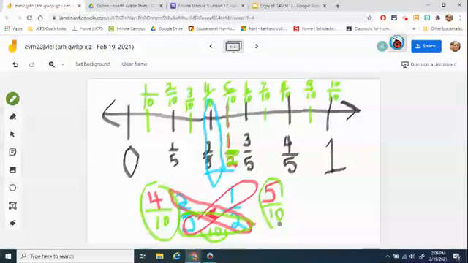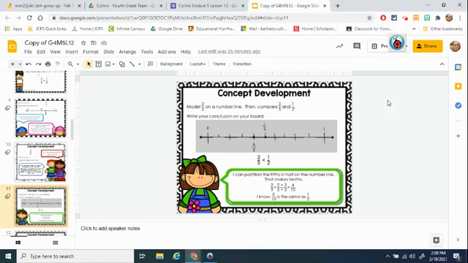So 2/5 is equal to 4/10, and 1/2 is equal to 5/10. So when we look at 4/10 and 5/10, it's really easy to see that 5/10 is bigger. So when you are doing the butterfly, what you're really doing is you're finding a common denominator.